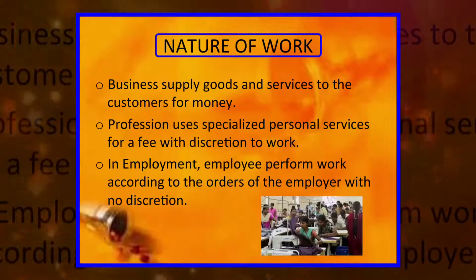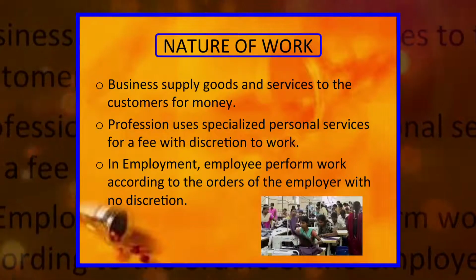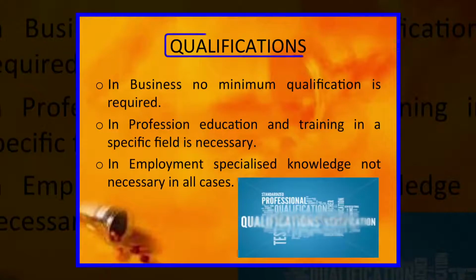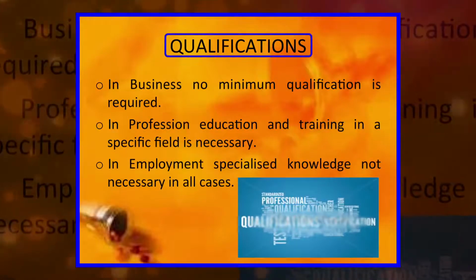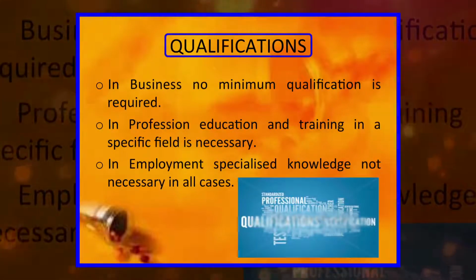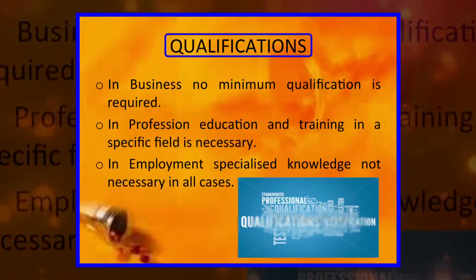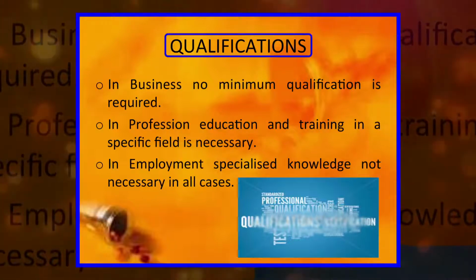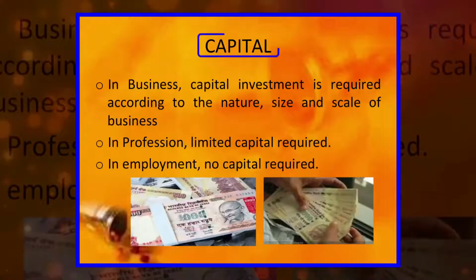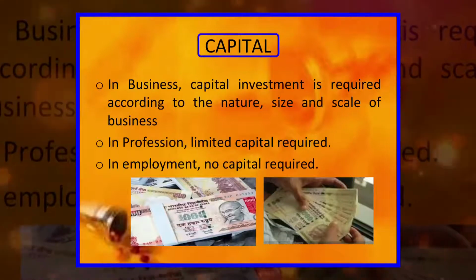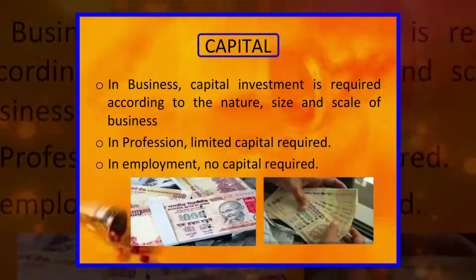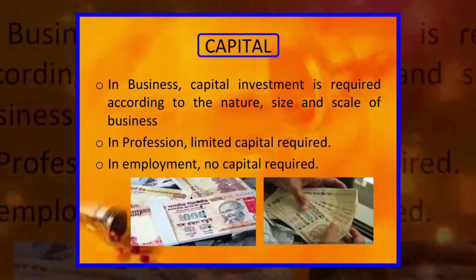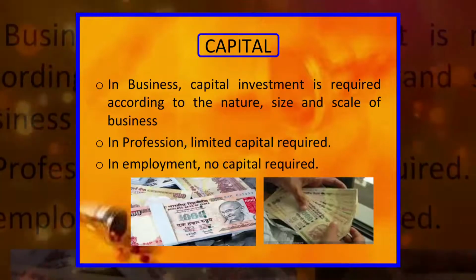In employment, performing work according to the office work assigned, and the second one is qualification. In business, we have no minimum qualification, but in profession, education and training in a specific field is very needful. And if we are talking about employment, then knowledge of a specialized field may also be needed. Third one is capital. Capital investment is required according to the nature of business. In profession, limited capital is required for establishment, but in employment, no capital is required.